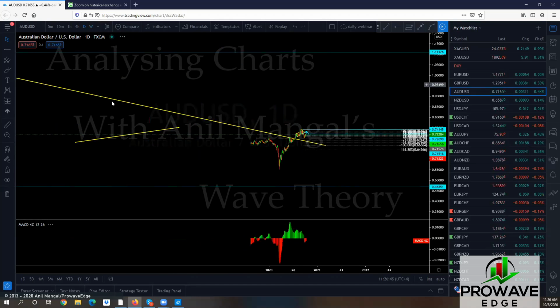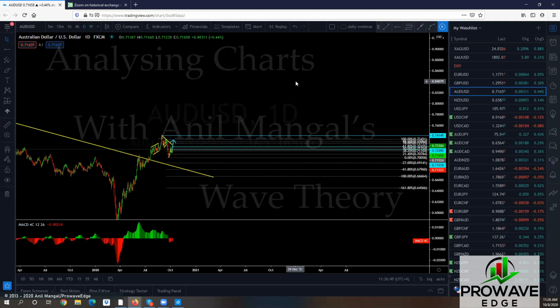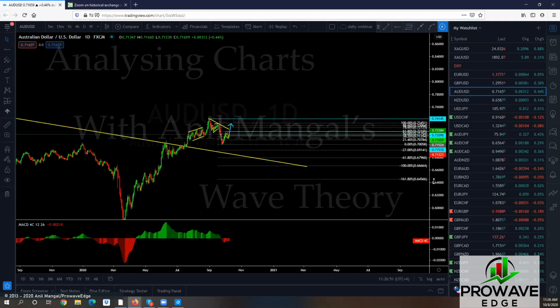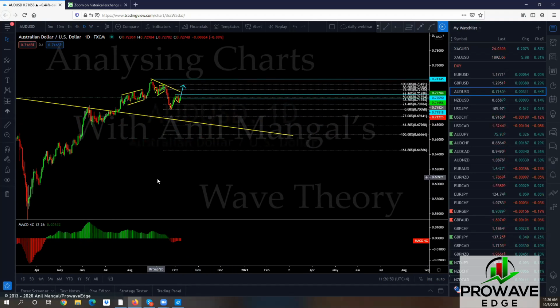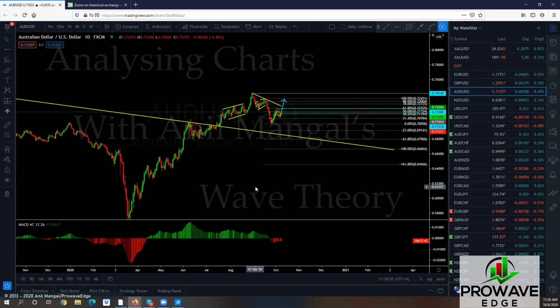So we're going to go down to the daily, and we've got that big move up, and we're in a sideways move right now. We are only a very minor part of that sideways move. So if you ask me, we're probably going to be stuck here for a couple of months before we actually start the big impulse to the upside.